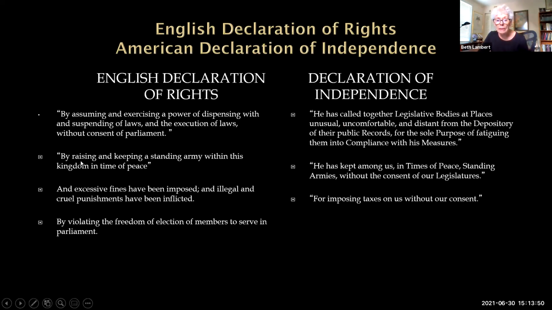Raising and keeping a standing army in this kingdom in the time of peace. He has kept among us in times of peace armies without the consent of our legislation. For violating the freedom of election of members, assuming and exercising a power. All of these things you can see in our Declaration of Independence.